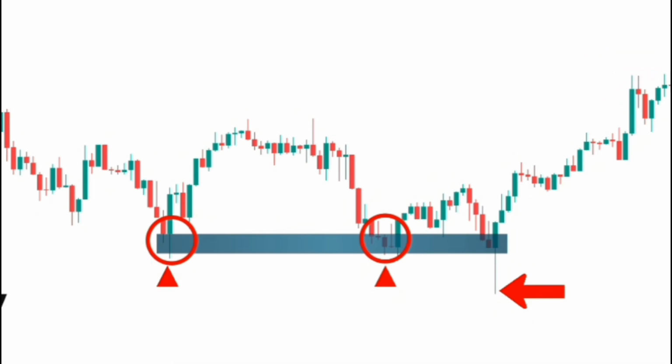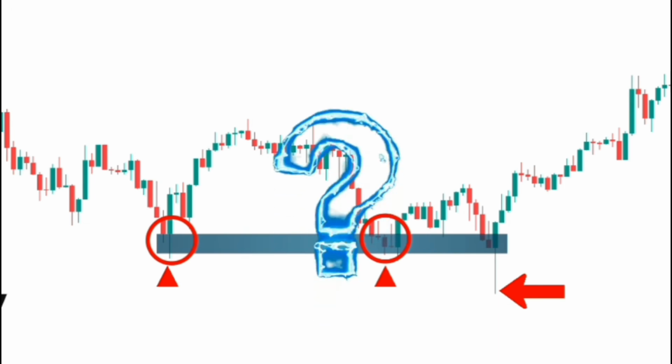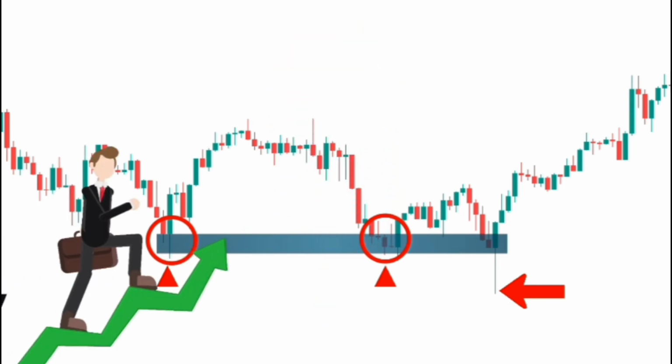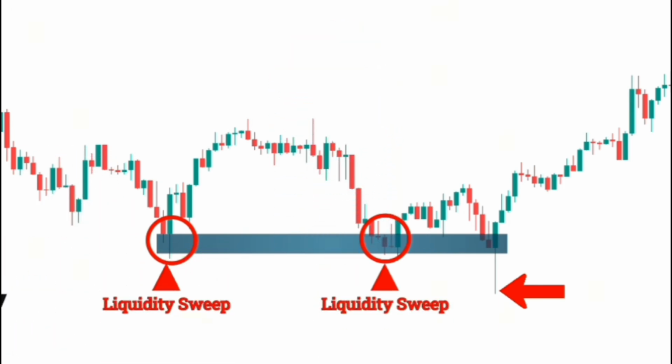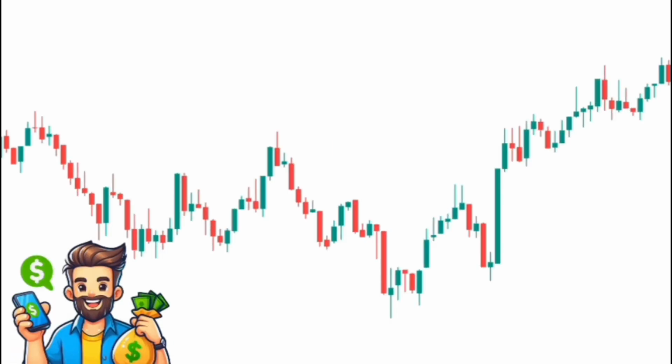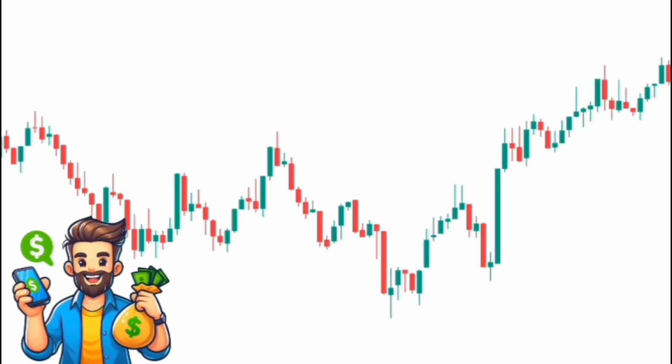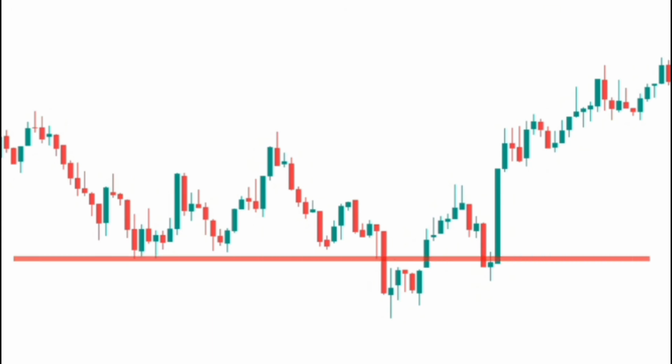The next question is, what do institutions do after they've collected all that liquidity? So how does the real move begin? The answer is a liquidity sweep. A liquidity sweep is one of the most powerful and dangerous moves in the market. Simply put, the market collects liquidity first, then reveals its true direction. This is exactly where 90% of retail traders get trapped.